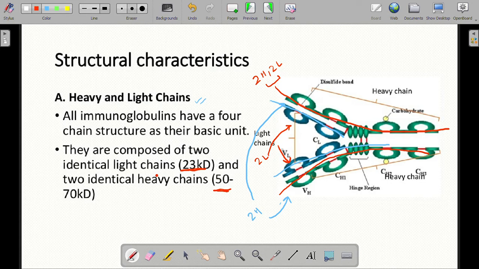So basically it contains a 4 chain structure as the basic unit, and these chains are joined together with the help of disulfide bonds. Here also disulfide bonds are present, here also, and here also.